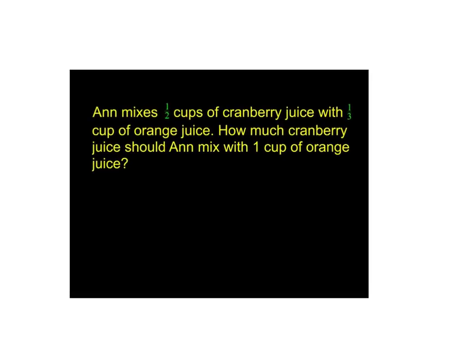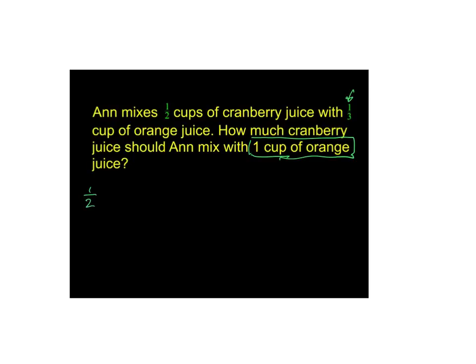All right, let's take a look at something that maybe isn't quite so obvious. Here we've got Anne mixes 1/2 cups of cranberry juice with 1/3 cups of orange juice. How much cranberry juice should Anne mix with 1 cup of orange juice? Remember what we said. The thing that is going to have the denominator of 1 is how we find the unit rate. So what is it we're finding 1 of? We want 1 cup of orange juice, which means that my orange juice number is what goes in the denominator.